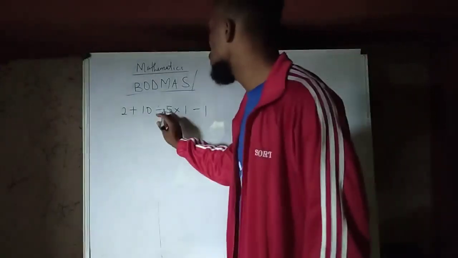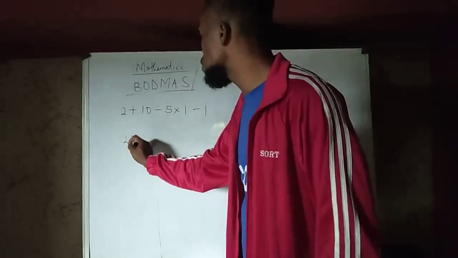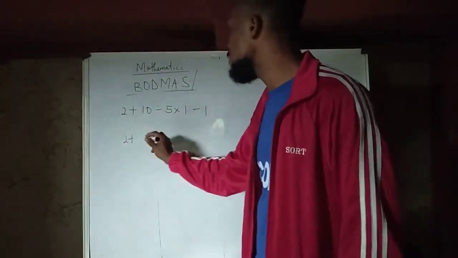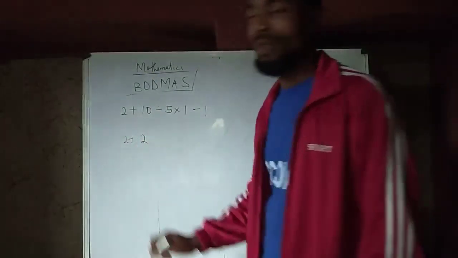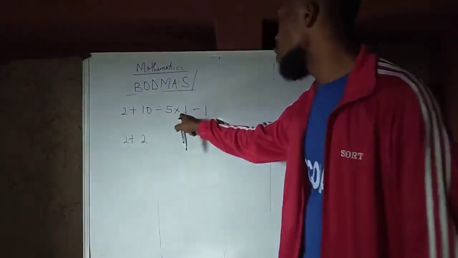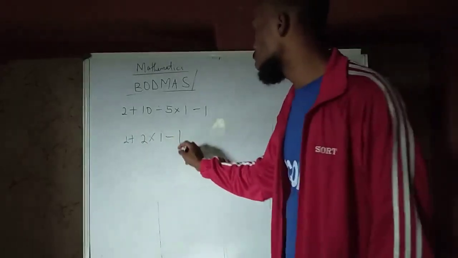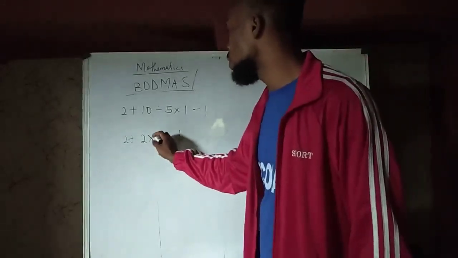Now, so how do we go? I said we'll start with the division. So that means this is going to be 2 plus 10 divided by 5, which is what? 2. So I have done the division: 2. Then I'll go to multiplication, times 1, then minus 1. So I'll do the multiplication now.